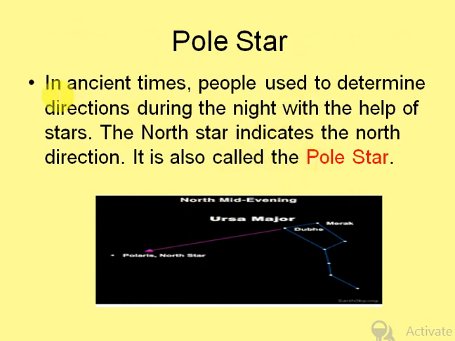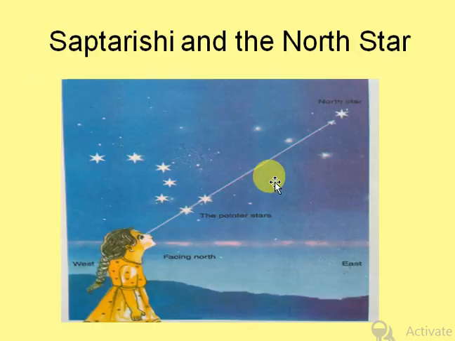In the previous module, we discussed the pole star. In ancient times, people used to determine direction during the night with the help of stars. The North Star indicates the north direction. It is also called the pole star.